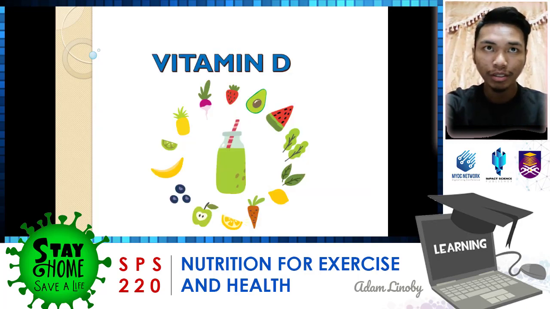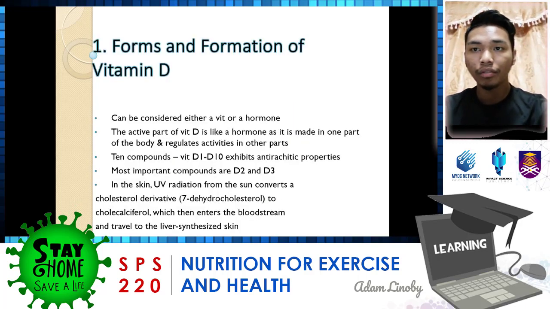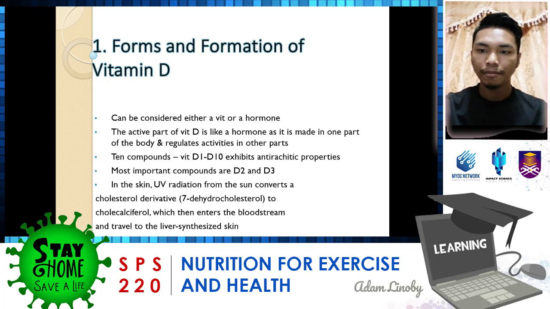To continue my presentation, I will present about vitamin D. The first one is about forms and formation of vitamin D. Vitamin D can be considered either a vitamin or a hormone. The active form of vitamin D is like a hormone, as it is made in one part of the body and regulates activities in other parts. Ten compounds, vitamin D1 to D10, exhibit anti-rachitic properties, which prevent rickets, a childhood bone disease.